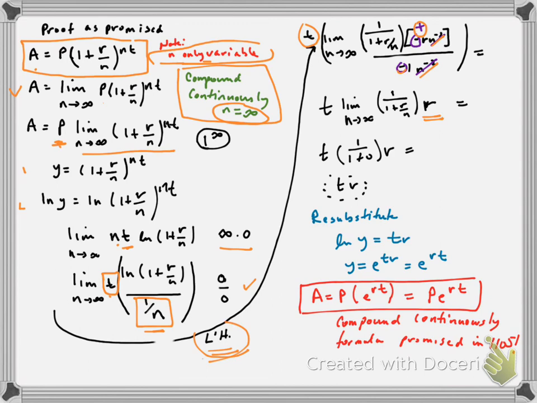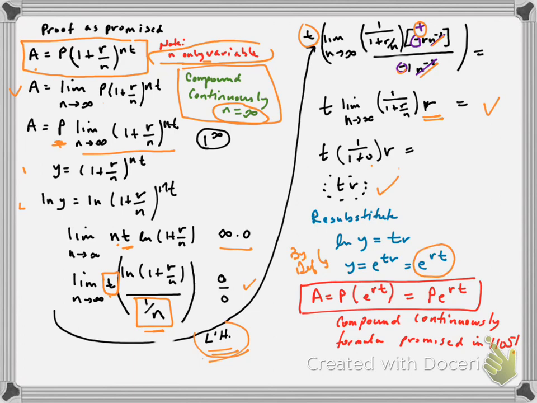Now, what are we left with after I take this limit on this step? Well, the limit as n approaches infinity is going to be t times 1 over 1 plus 0 times the r. We get tr. But then I have to resubstitute. So I resubstitute: natural log of y is equal to tr. By definition, y is equal to e to the tr, so this is e to the tr, or I could write it e to the rt, which is what I decided to write.